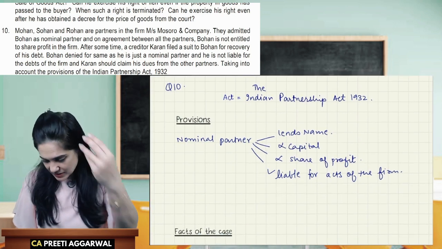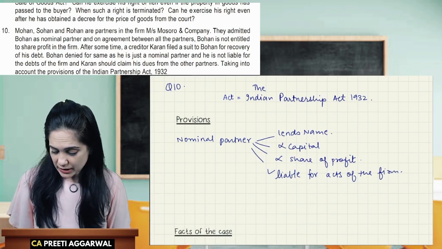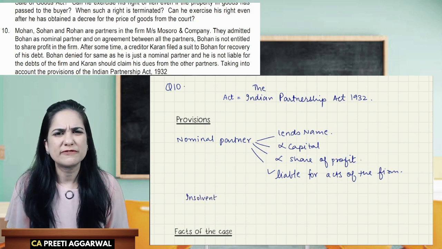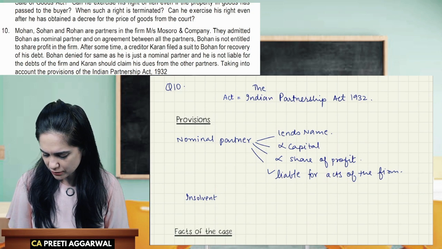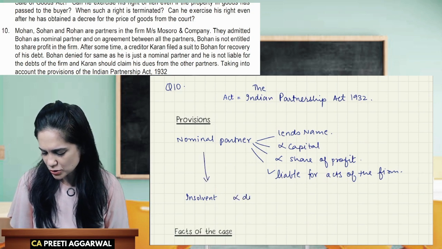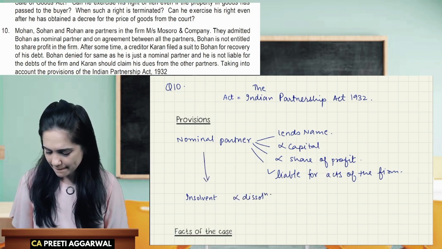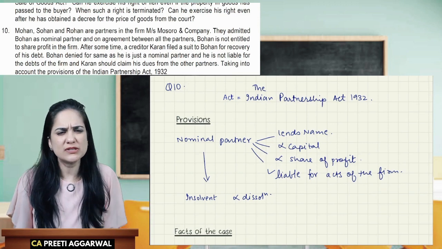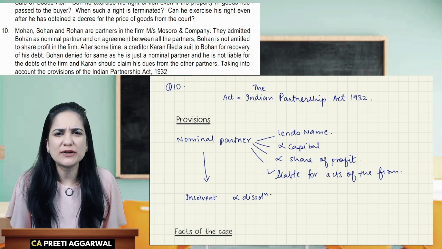Something extra. He has become insolvent. Do we need to dissolve the firm? No. If the nominal partner became insolvent, you need not dissolve the firm. It is not a valid ground for dissolution. Anyway, he is not actively participating in the business of the firm, so his insolvency is not a valid ground for dissolution.